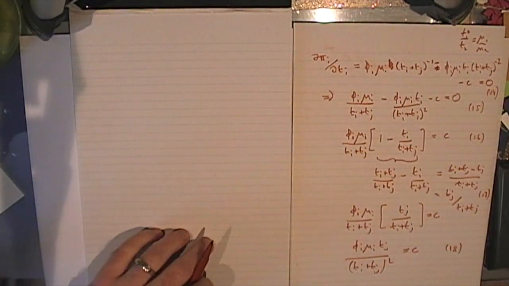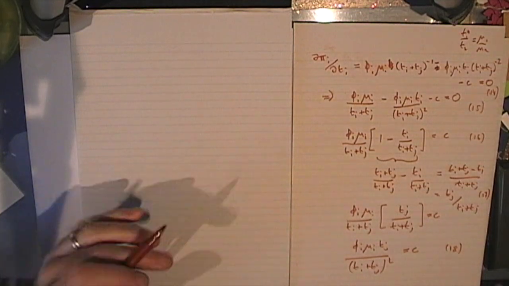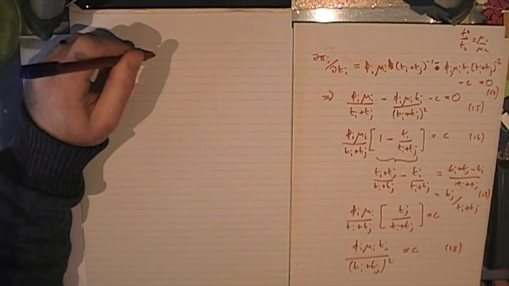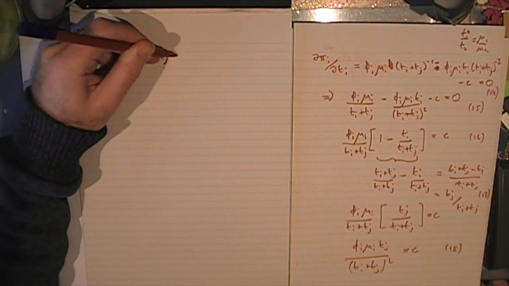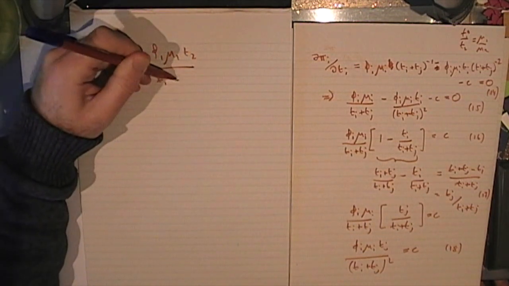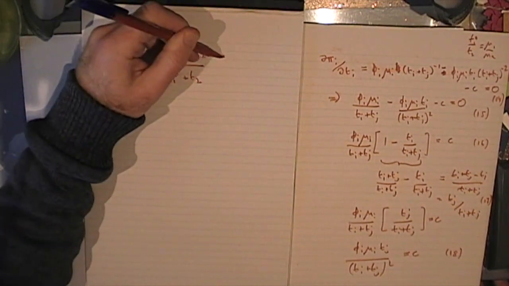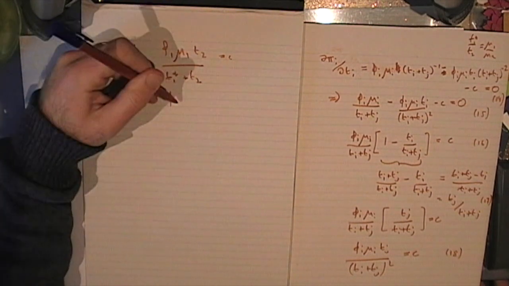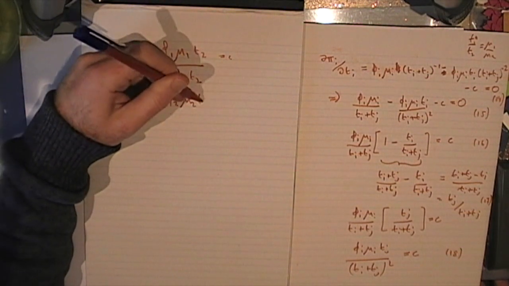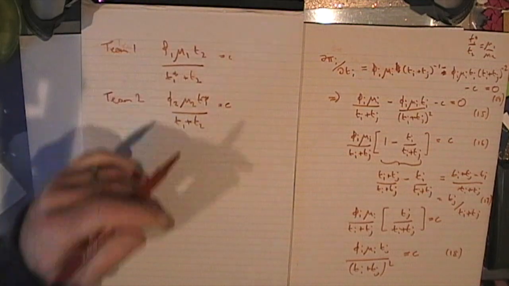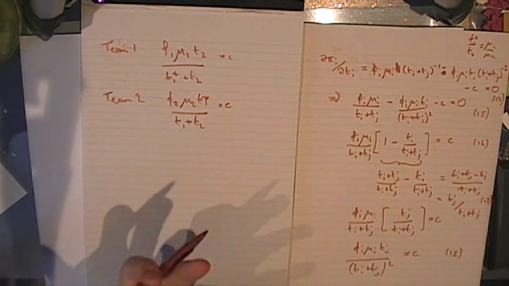Now, we're looking at the generic case, Team i. Of course, we've got Team 1 and Team 2. That's what we want to think about. So let's turn it into Team 1 and Team 2. For Team 1, we have phi 1 mu 1 T2 over (T1 plus T2) squared equal to C. And we've got Team 2, and their profit maximizing condition is phi 2 mu 2 T1 over (T1 plus T2) squared equal to C. These are the profit maximizing conditions.